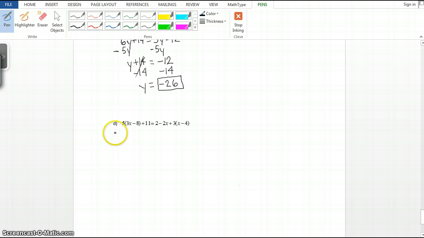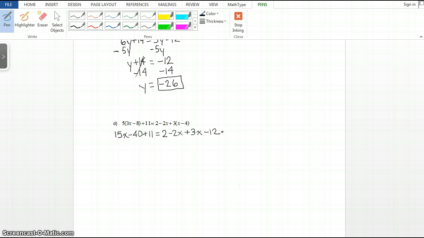On the left, distributing, I'll have 15x minus 40. Okay, the plus 11 is on the outside of the parentheses. On the right, 2 minus 2x. Let's distribute this 3. So I'll have a plus 3x and a minus 12. Good. Alright, let's go back on the left.